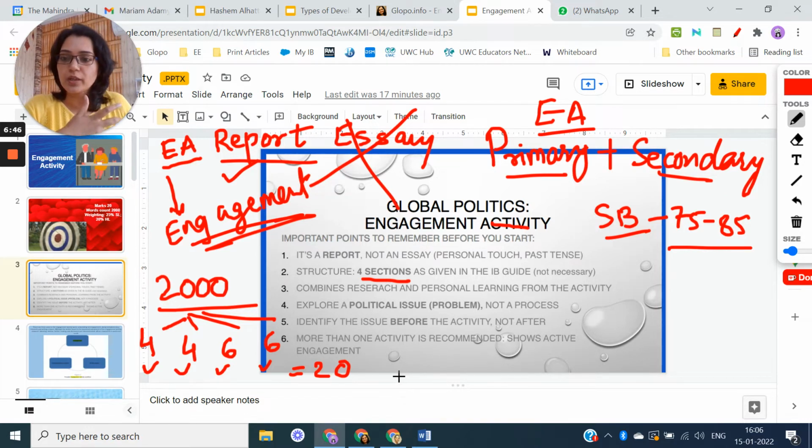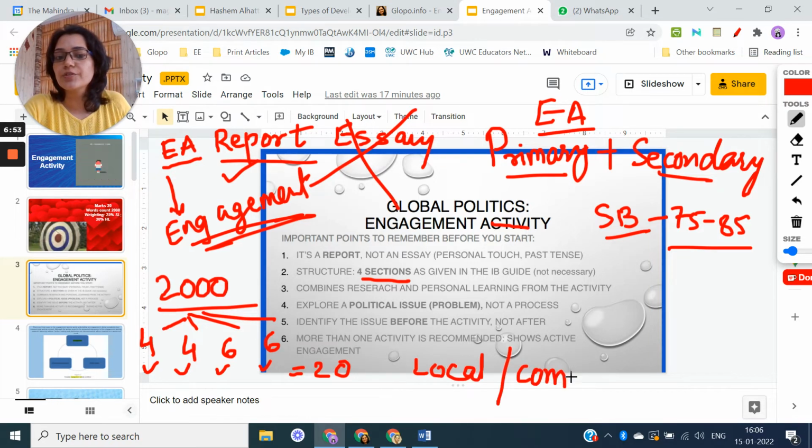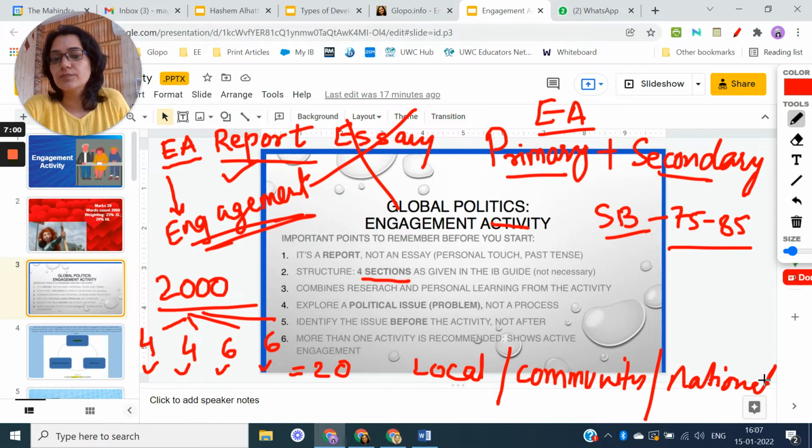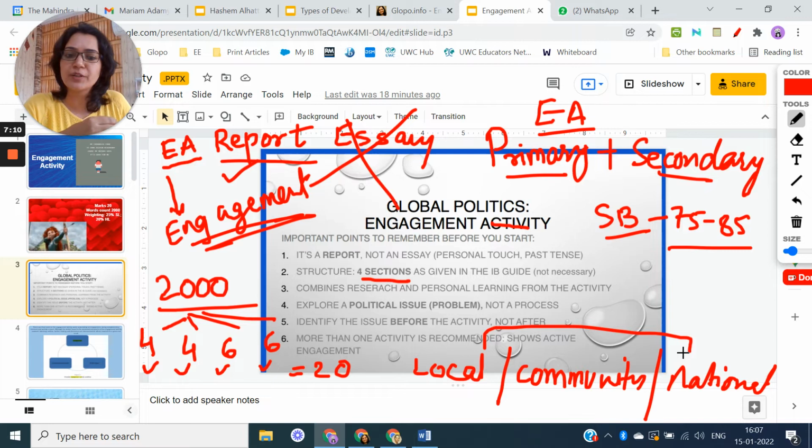Another important thing I suggest is that the topic should be of local or community interest, or at the national level. These are the 3 levels of analysis out of 6. These are all internal levels of analysis, and I have already discussed them in one of my videos. So when you pick a topic, make a point that it is a topic with which you are associated.